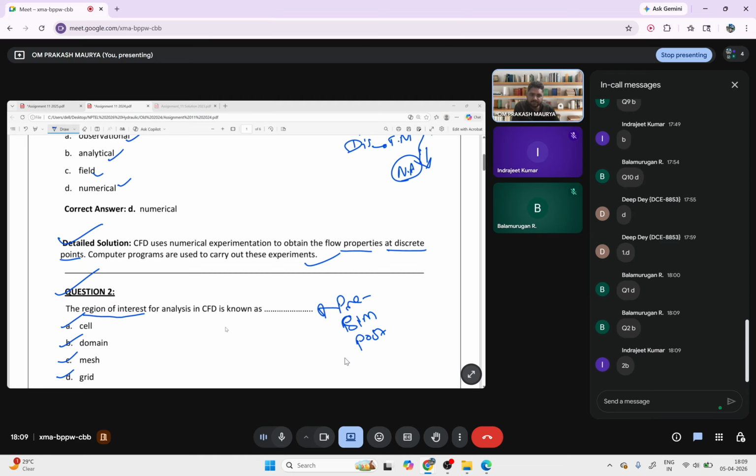Okay, Indrjit is also telling for question number 2B. Okay, nice. So other students, please also write your answer for question number 2, whether it will be cell, domain, measure, grid, or you can write the option also, A, B, C, D.